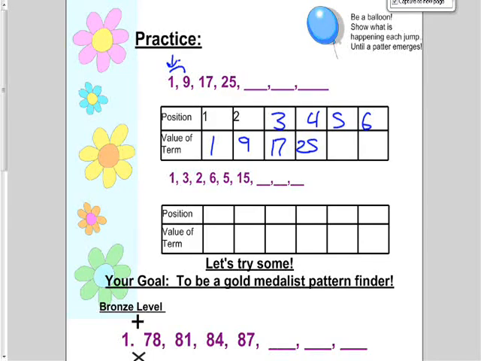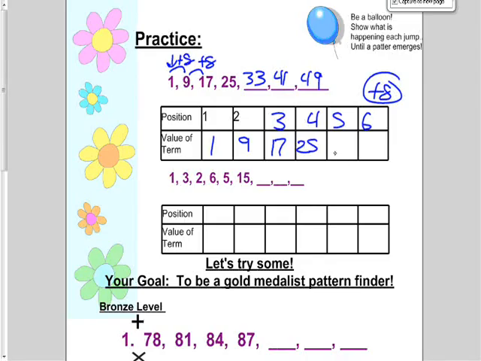So to get from 1 to 9, I'm going to add 8. 9 to 17, add 8. So plus 8 seems to be our rule. So let's continue that pattern. 25 plus 8 is 33, plus 8 is 41, plus 8 is 49.